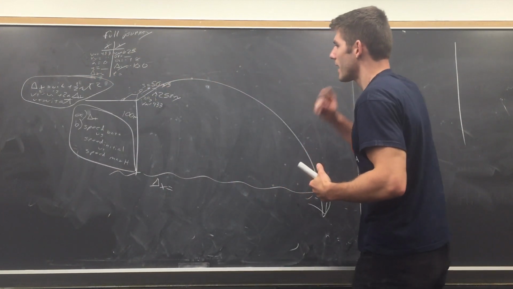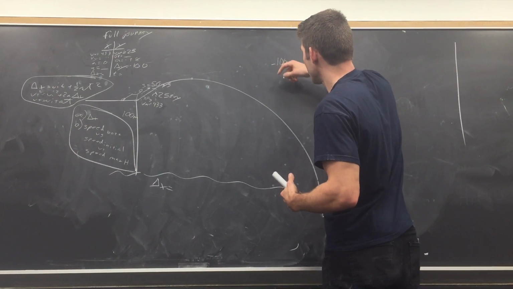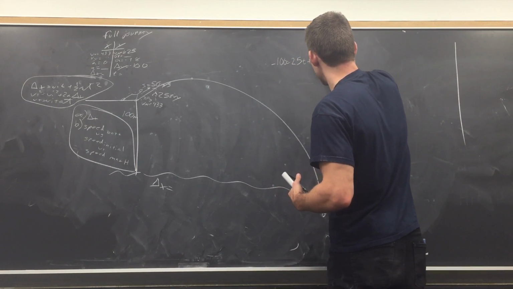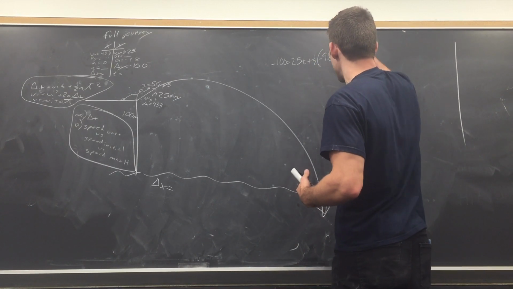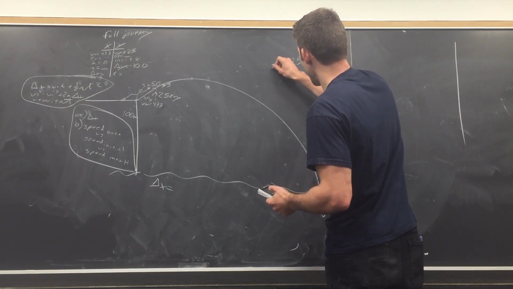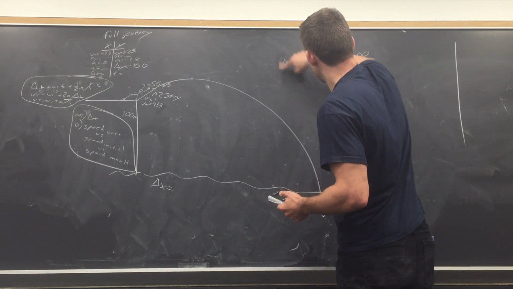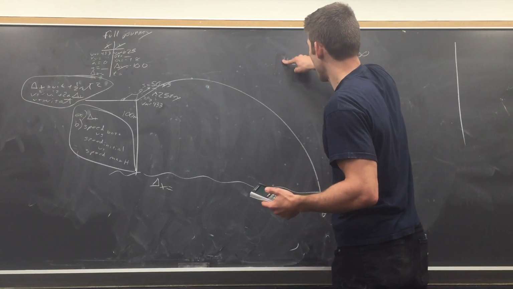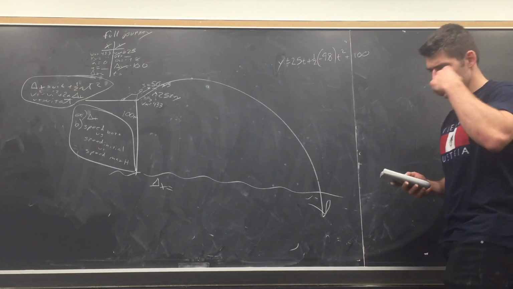So delta y in this case is negative 100, which is equal to the initial velocity, 25 because it's up, times the time, plus 1/2 times the acceleration, negative 9.8 because it's down, we set up as positive, times the time squared. I'm going to just basically add 100 to both sides, which makes this 0 equals. 0 equals is the same thing as y equals.